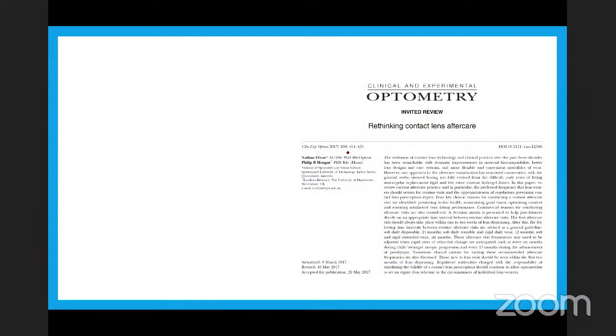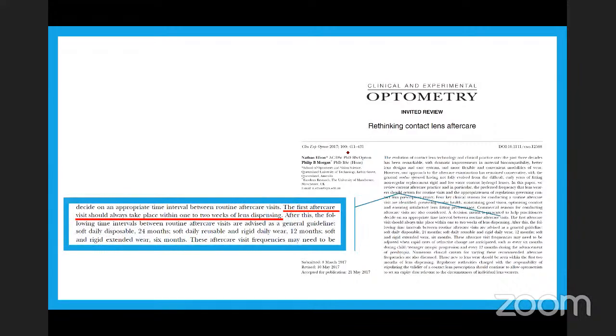And this is a very latest review article in Clinical and Experimental Optometry, titled Rethinking Contact Lens Aftercare. It's a very detailed article in which they reviewed a lot of papers. But I think the key important point is that aftercare is very, very important. That's what they have mentioned.